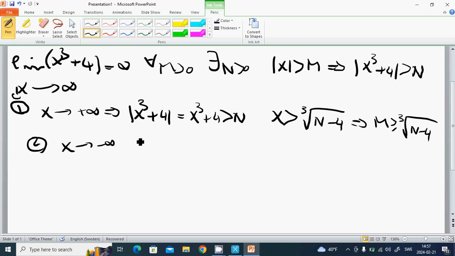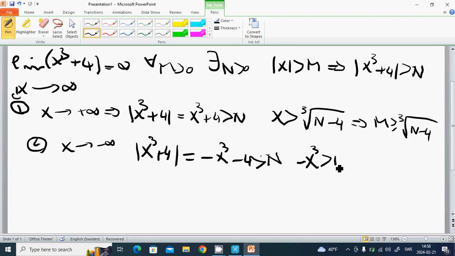And case 2, x goes to minus infinity, then this one, absolute x cubed plus 4 equals minus x cubed minus 4, and it must be greater than n, then minus x cubed is greater than n plus 4, and minus x is greater than the cube root of n plus 4.